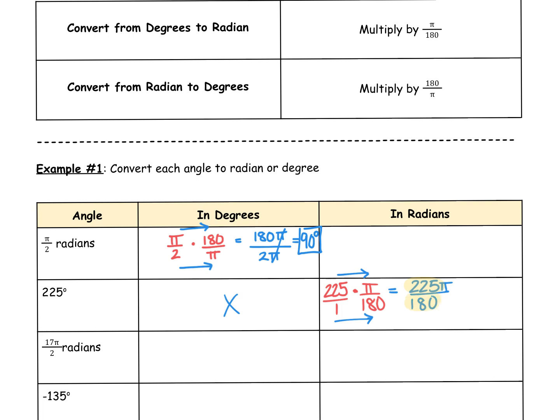Don't put the pi into the calculator, just the 225 over 180, and then get a reduced fraction for me. Pause the video and then hit resume when you're ready for the answer. Okay, so you should have gotten 5 over 4. And then since there's a pi here, you're just going to tack on the pi. And then this is your answer in radians.